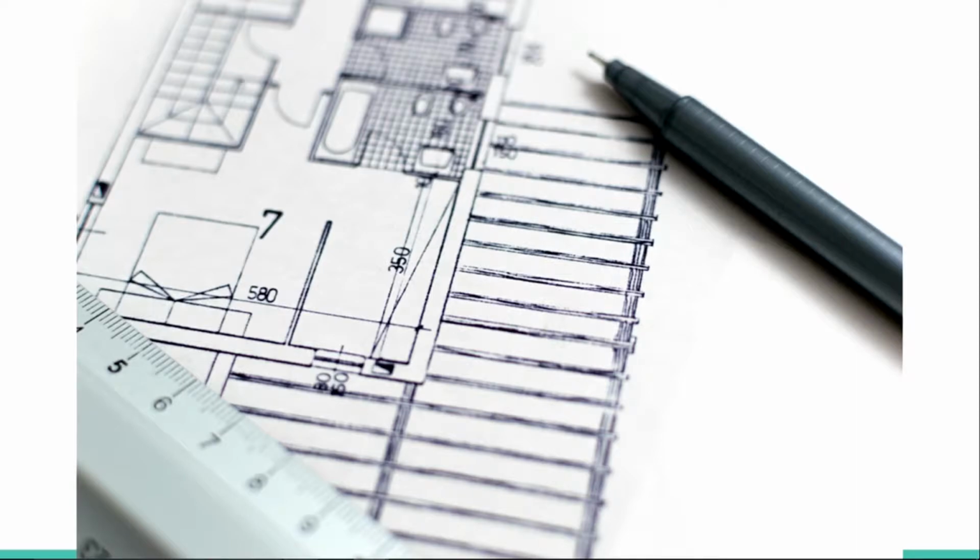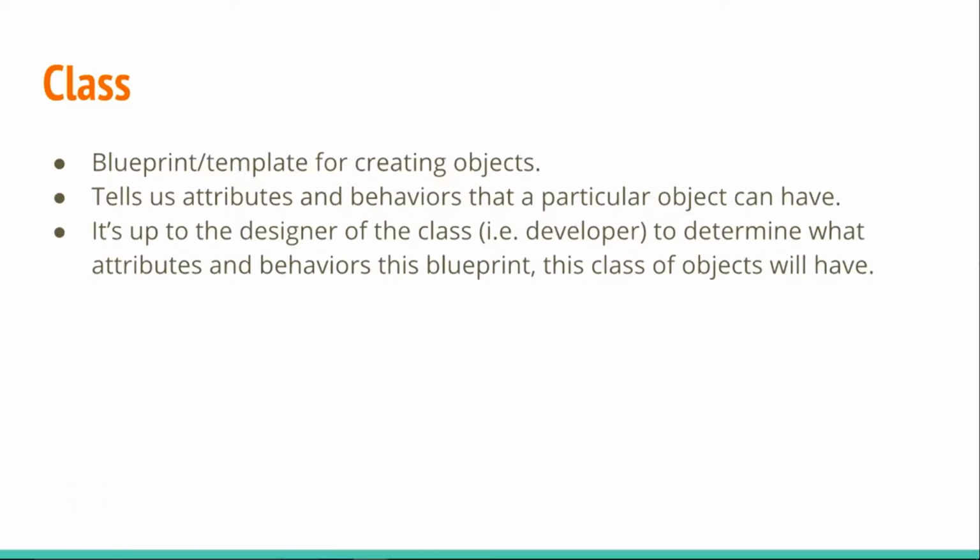The name for a blueprint in order to create an object in programming is called a class. A class is a blueprint or a template for creating objects, as I've just said. It'll tell us the attributes and behaviors that a particular object can have, and it'll be up to the designer or the developer of a class to determine what attributes and behaviors this blueprint, this class of objects will have.